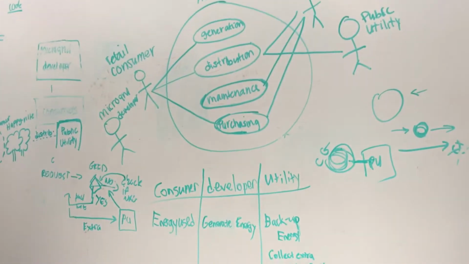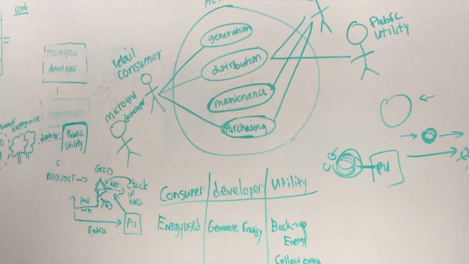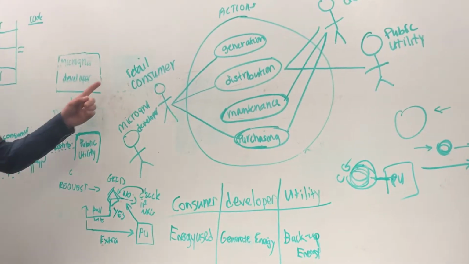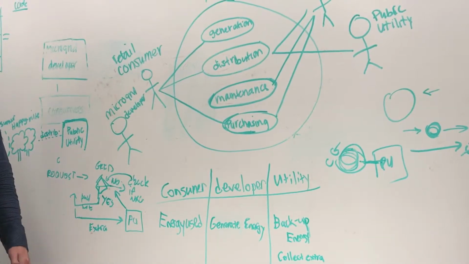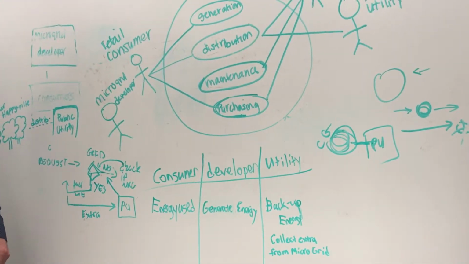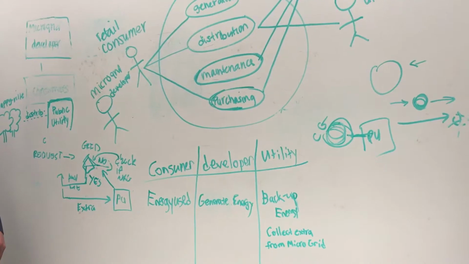Cool. All right, so, name the actors again? Right, so the consumer, the microgrid developer, and the public utility. Okay. And by public utility, that would be the person that you'd be buying or selling energy to?